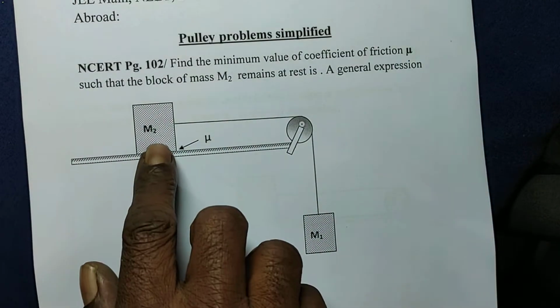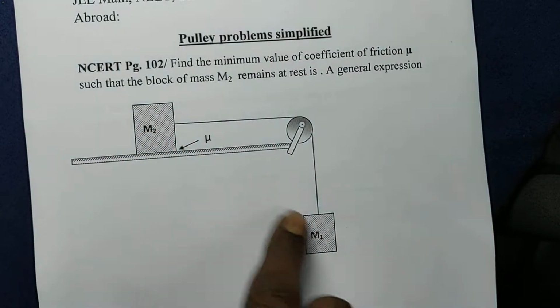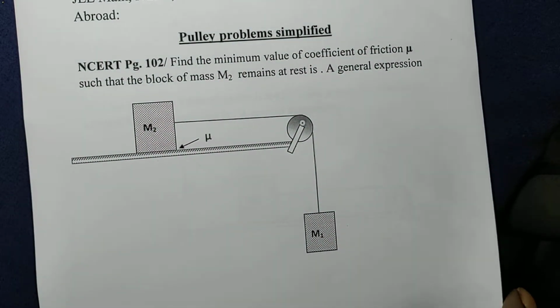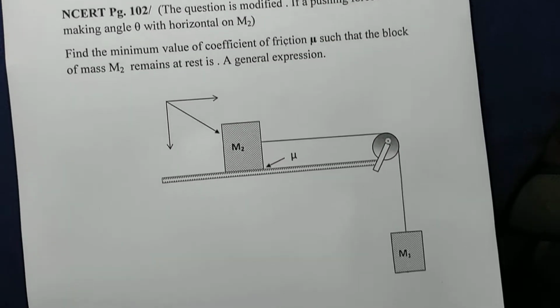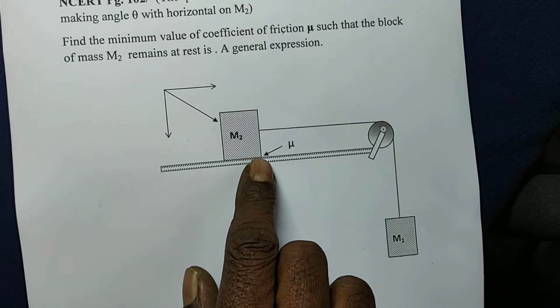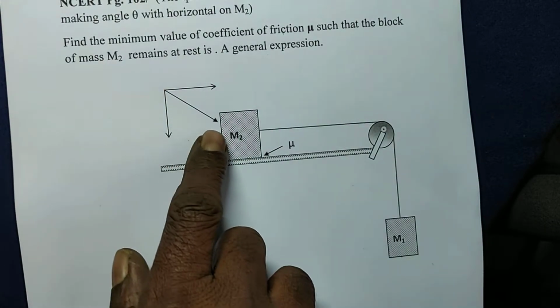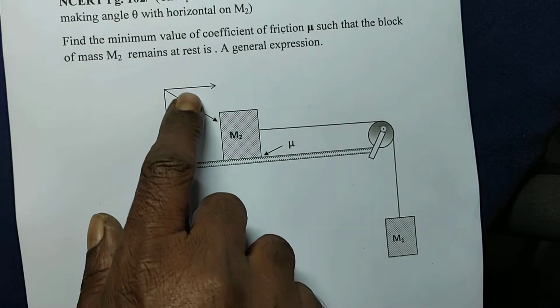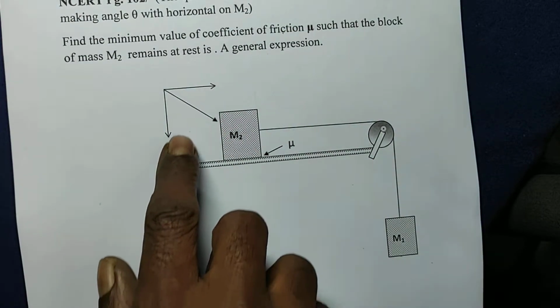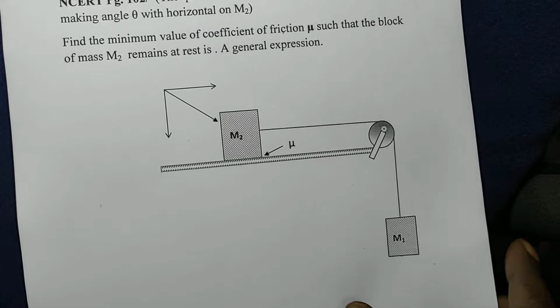Under what condition does this M2 not move? The values of the masses are not given. And in the third one, to the same problem, force of friction being present here, I will be applying a force F, a pushing force, making some angle theta with the horizontal. You can take theta with the vertical also.